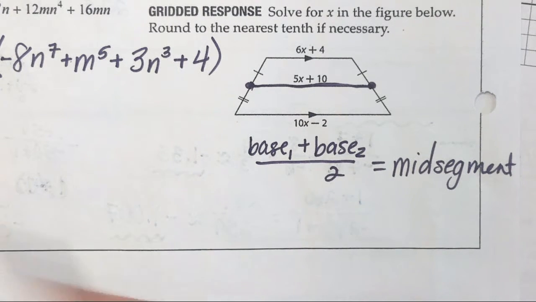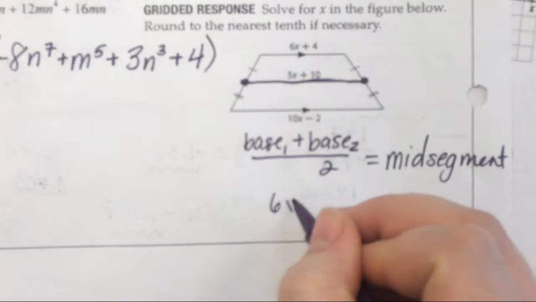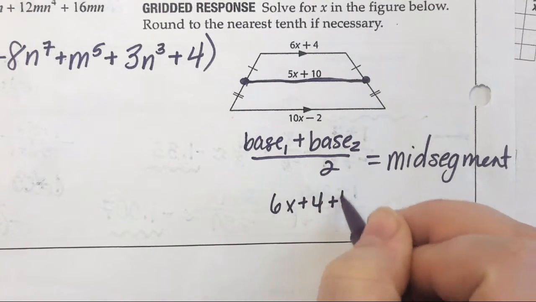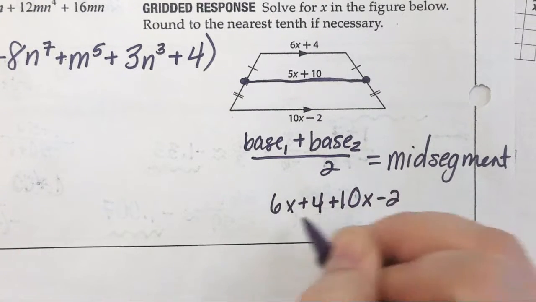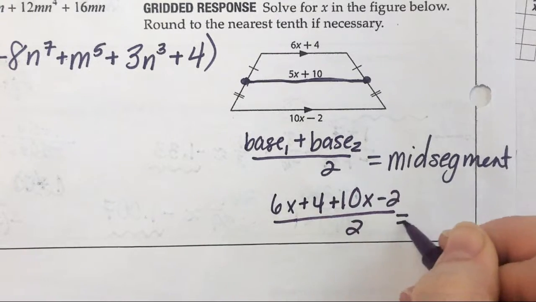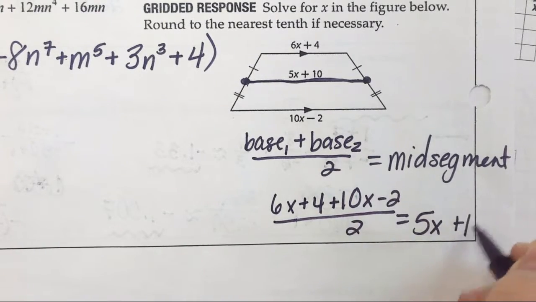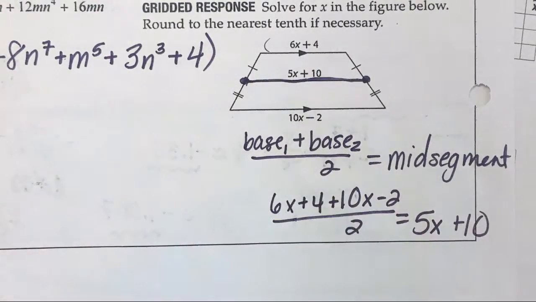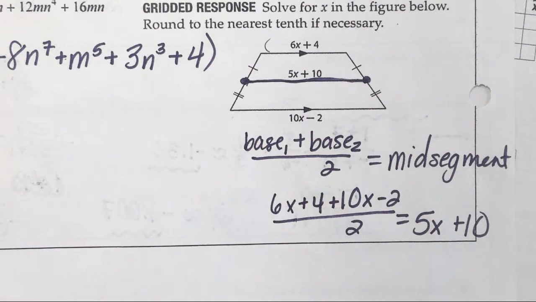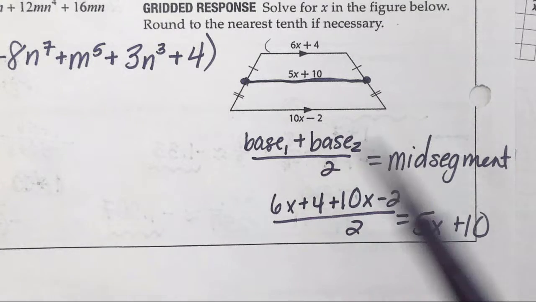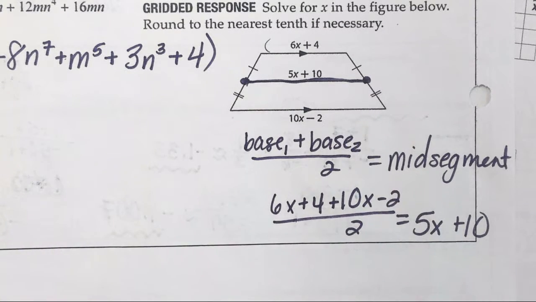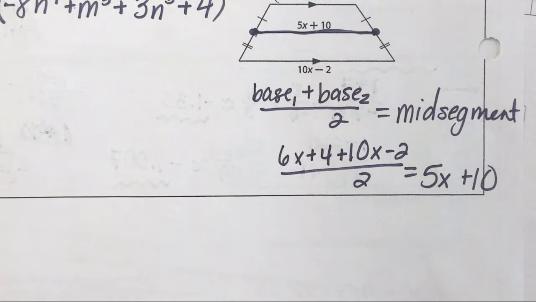Okay, so if I plug stuff in, I have 6x plus 4 plus 10x minus 2, all divided by 2 equals 5x plus 10. I did base 1, that was 6x plus 4. I did base 2, that was 10x minus 2. I divided by 2, and I set that equal to my mid-segment, which was 5x plus 10. What should be my next step on this problem?